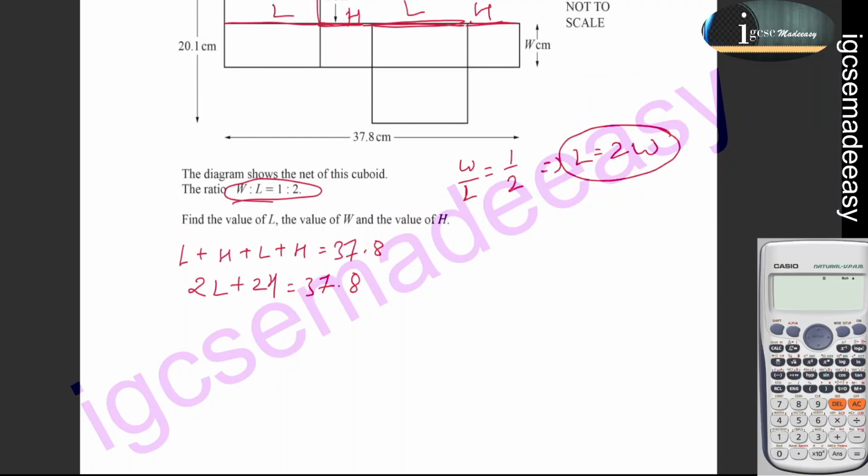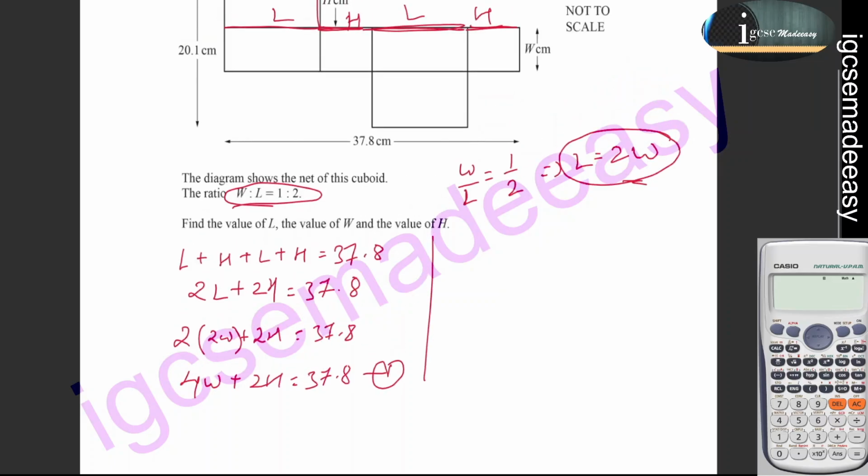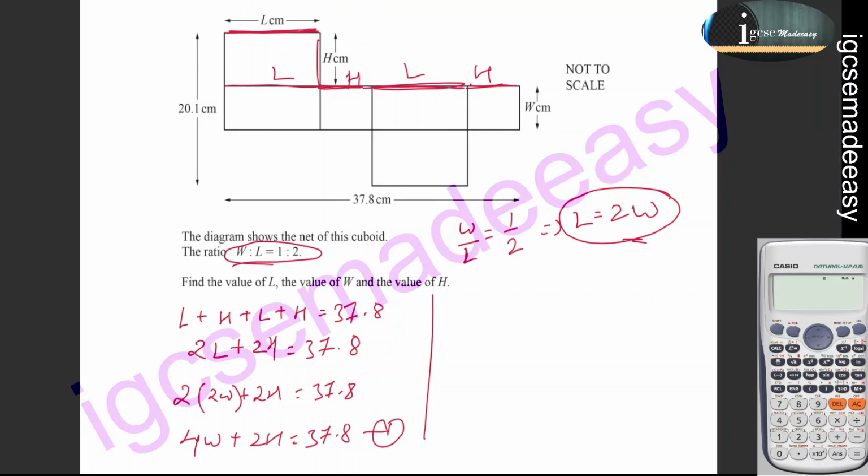And now L is actually equal to 2W. So 2 into 2W plus 2H equals 37.8, so we can write this as 4W plus 2H equals 37.8. This is one of the equations. Let's find one more equation, from this side.